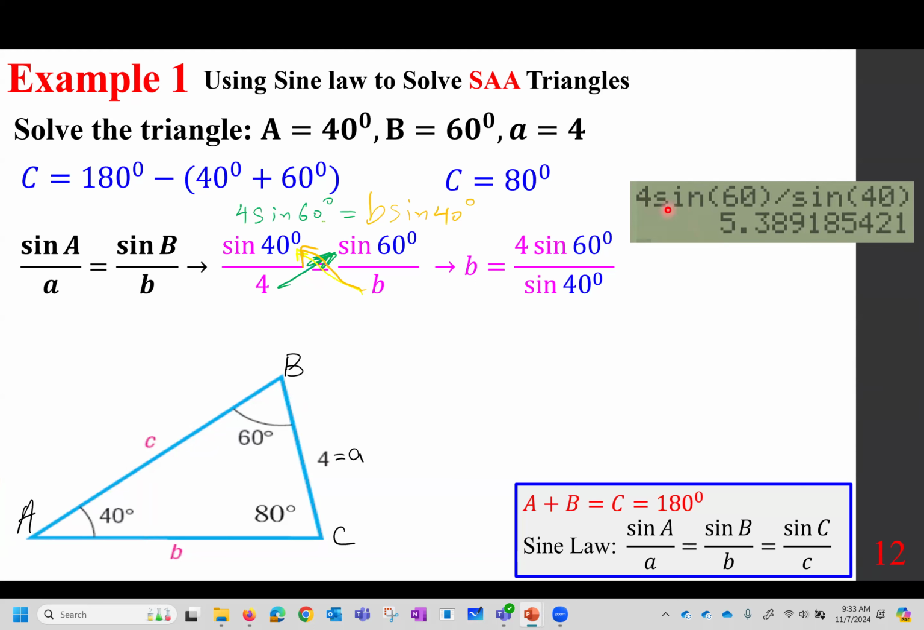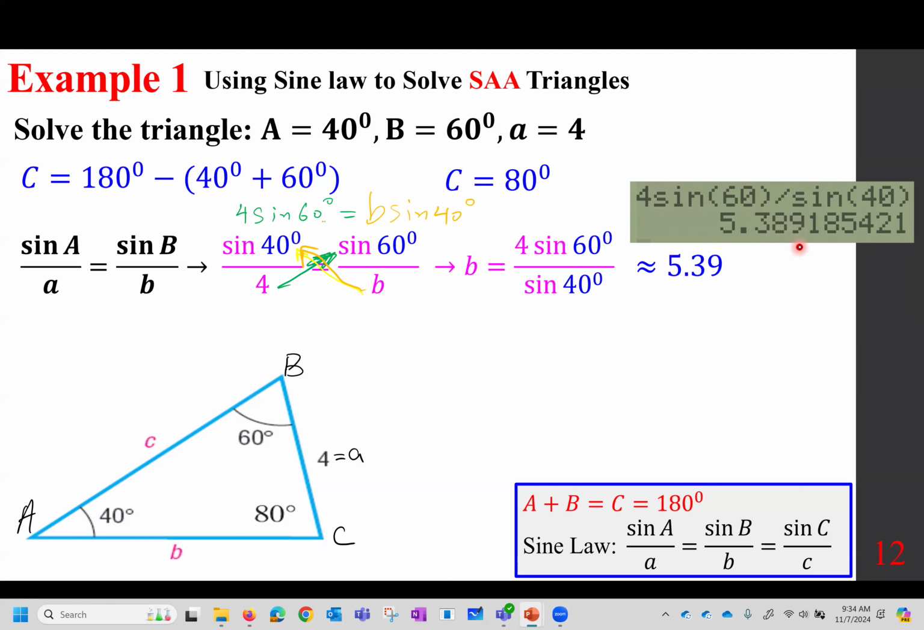So we put 4 sine 60 divided by sine 40, it gives you this number. And if you want to stop here, you get 5.39. Whenever you do the rounding, you have to pay attention to what they ask you. If they don't ask for rounding, carry as many decimals. If you are rounding, so for example, here, don't stop here. Make sure you change the 8 to 9 because next to it is 9, a number which is 5 or larger, you have to do that.